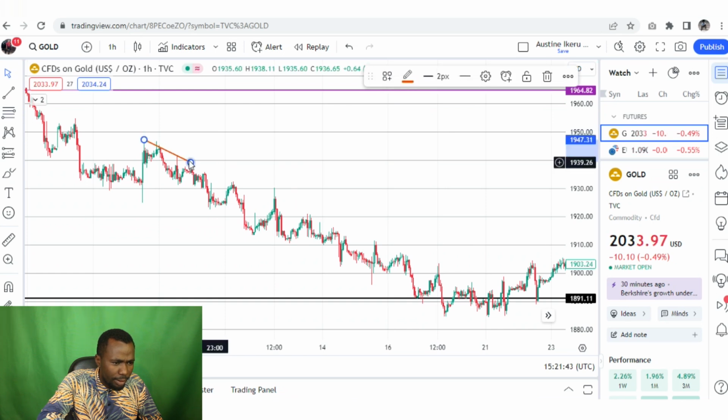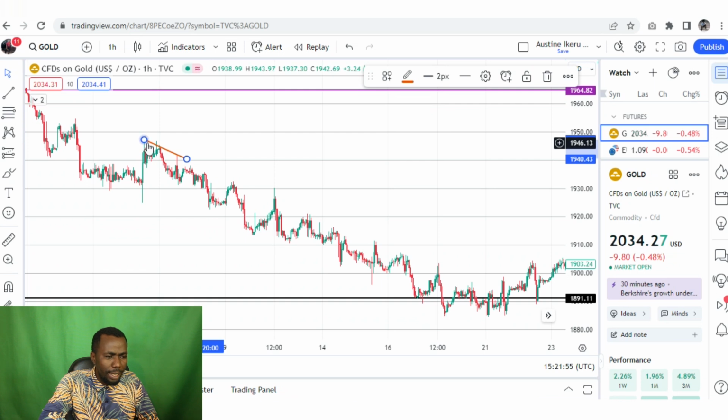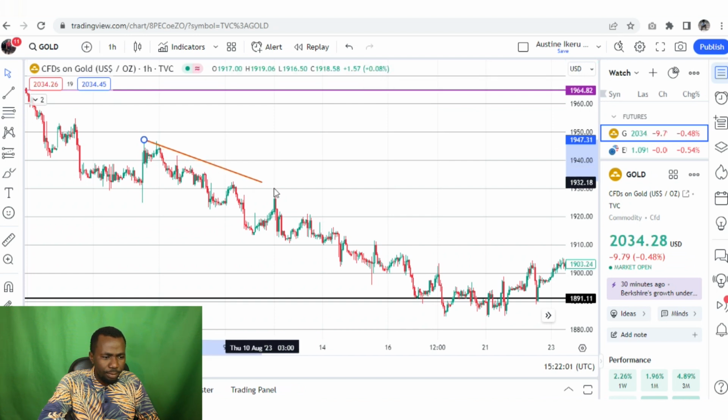Okay, this is what you needed, just these two touch. So once you identify a downtrend and you see two highs, right? This is a swing low and this is a swing high. So what you do, you connect the trend line with two swing highs and then extend it to the future.